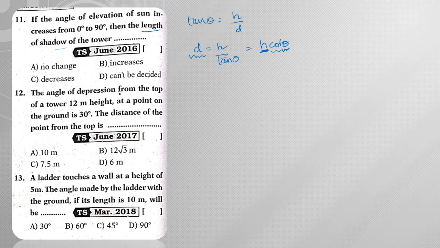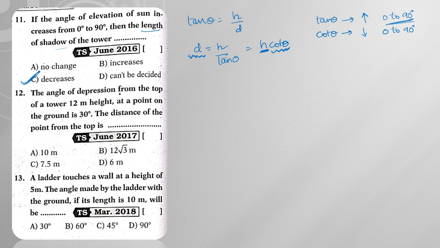Now let us see how cot theta changes. First of all, tan theta increases from 0 to 90 degrees. Then automatically cot theta is its opposite, so cot theta will decrease from 0 to 90 degrees. If the cot theta value decreases, automatically d also decreases, because they are directly proportional, right? So from this we can say the length of the shadow decreases if the angle of elevation increases.